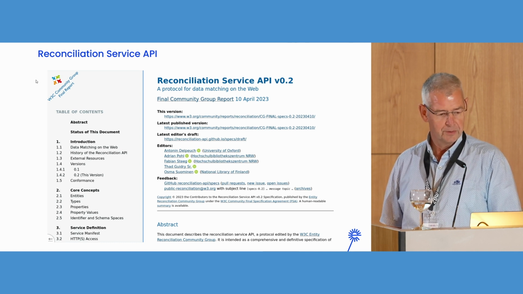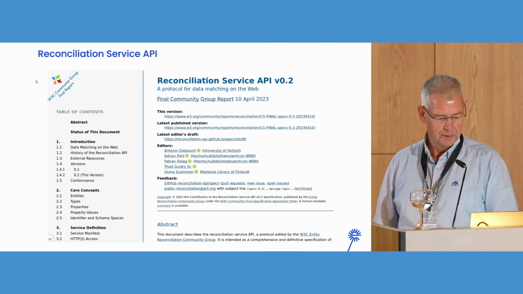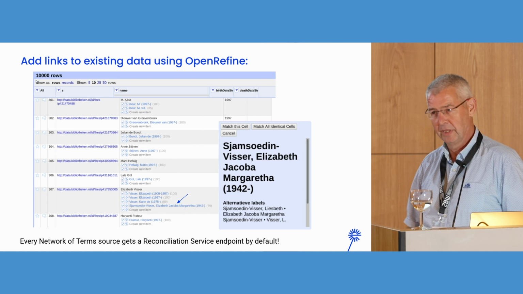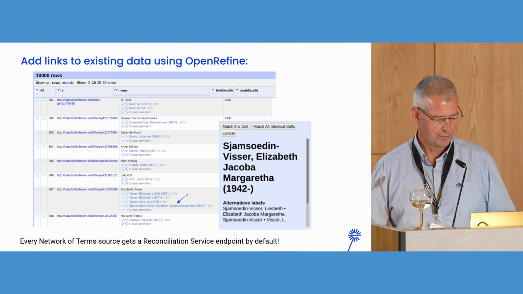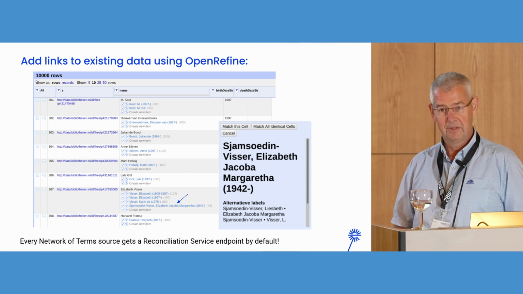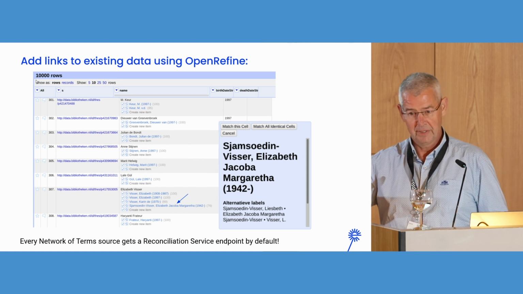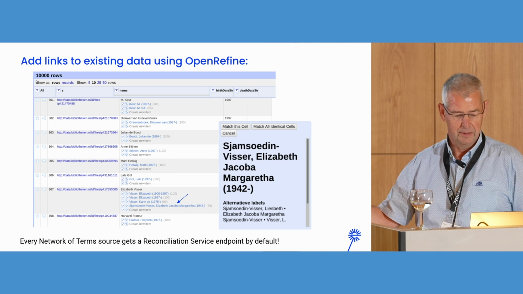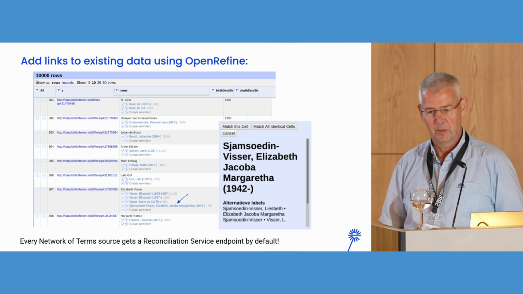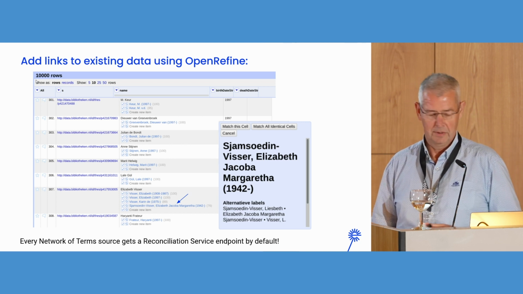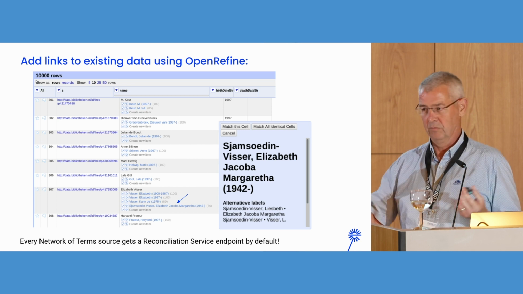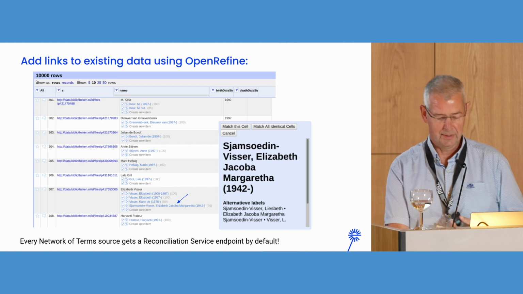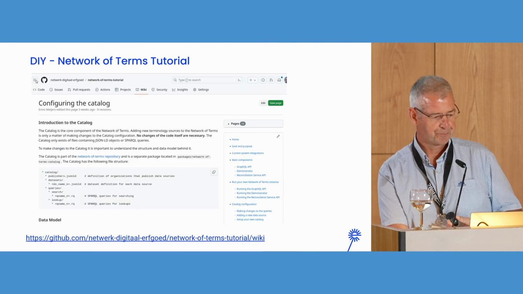We also created a reconciliation API service, and that opens the possibility to use it through OpenRefine. And every terminology source that is being configured in the network of terms offers directly a reconciliation service API through the network of terms. And we only prohibit that if the source has already its own reconciliation endpoint.